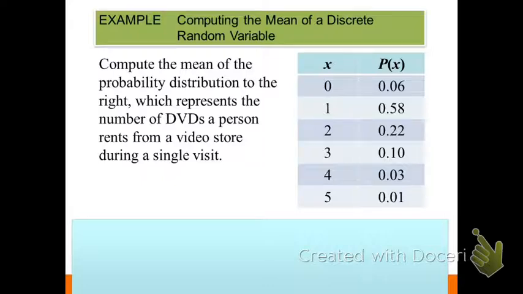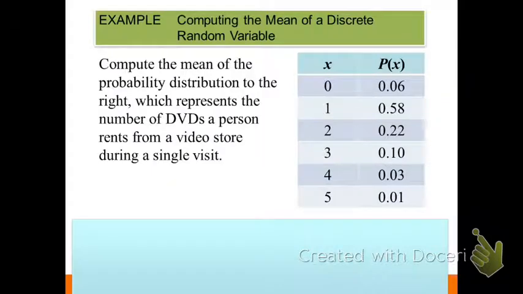But anyway, the probability distribution represents the number of DVDs a person rents from a video store during a single visit. So the probability the person rents 0 videos is equal to 0.06. The probability they rent 1 is 0.58. The probability that they might rent 2 is 0.22. 3 would be that. 4 would be that. And only one customer out of 100 would rent 5 DVDs in a single visit. So that's what we're looking at there in those probabilities.